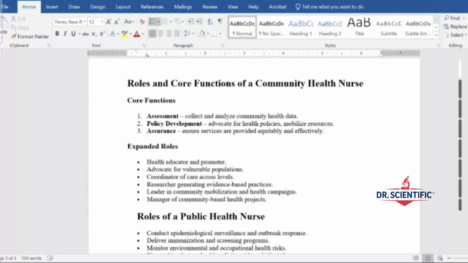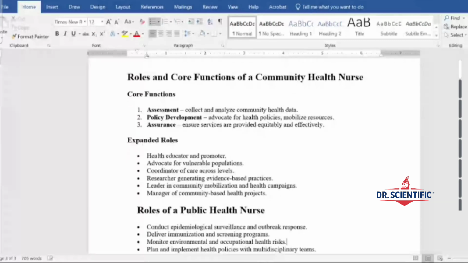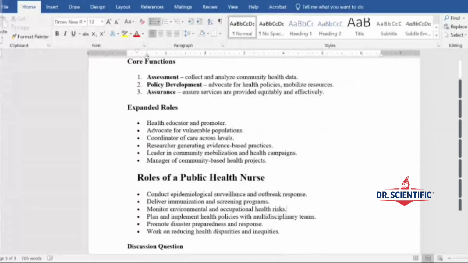Then next we have the roles of a public health nurse, where one, conduct epidemiological surveillance and outbreak response. Next, deliver immunization and screening programs. Third, monitor environmental and occupational health risks. Number four, plan and implement health policies with multidisciplinary teams. Then promote disaster preparedness and response. Then lastly, work on reducing health disparities and inequities.